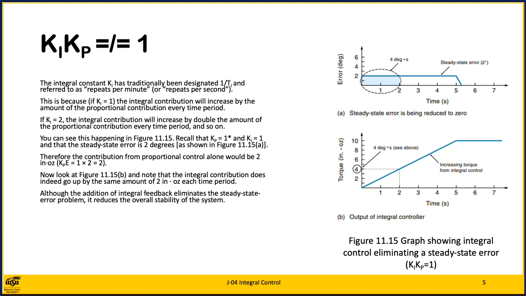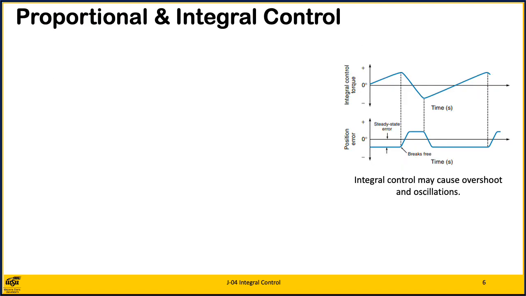Although the addition of integral feedback eliminates the steady state error problem, it reduces the overall stability of the system. The problem occurs because integral feedback tends to make the system overshoot, which may lead to oscillations. One example of this problem is shown in the graphs. All mechanical systems have friction, and friction is nonlinear. That is, it takes more force to overcome friction when the object is at rest than it does to keep an object moving, a phenomenon which is referred to as stiction.